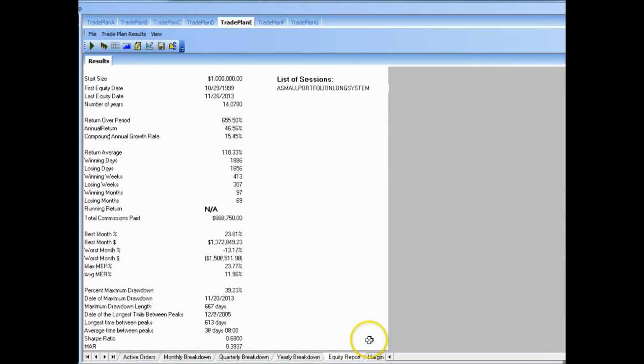And for this system, we have a compound annual growth rate of about 15%. My margin to equity ratio shrunk drastically. My average is down to about 12%. As you recall, the last model was up at about 19%. Now my max drawdown has shrunk down to 39%, and my Sharpe ratio is up to 0.68.